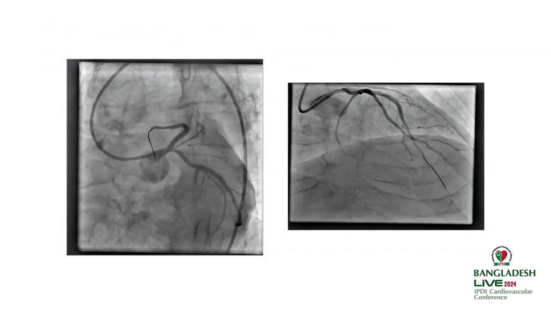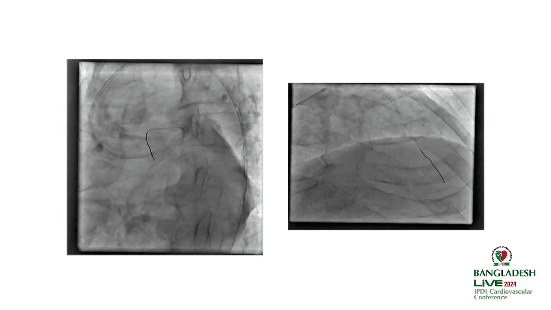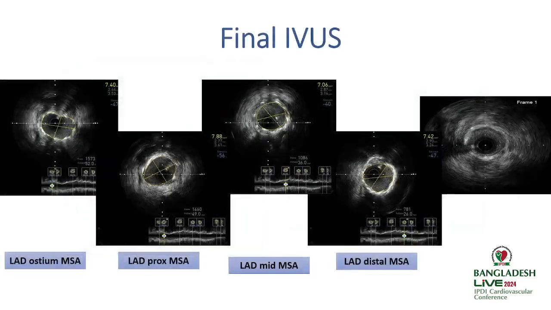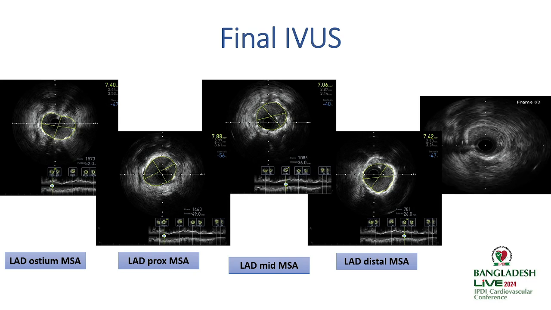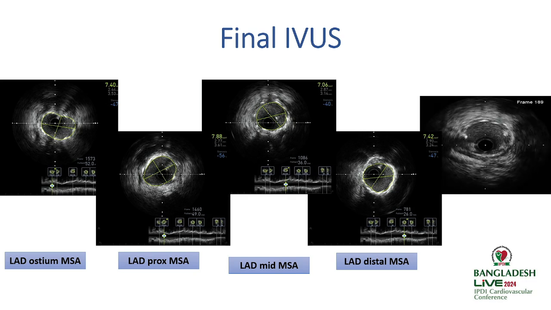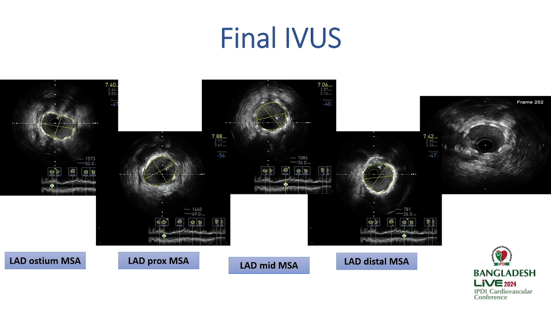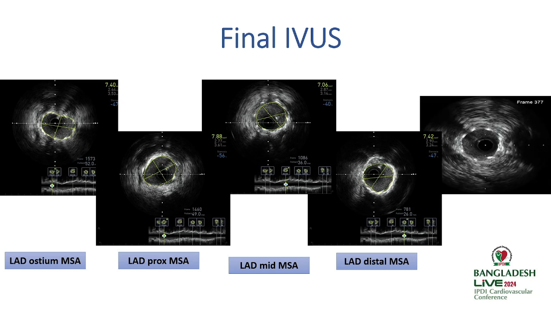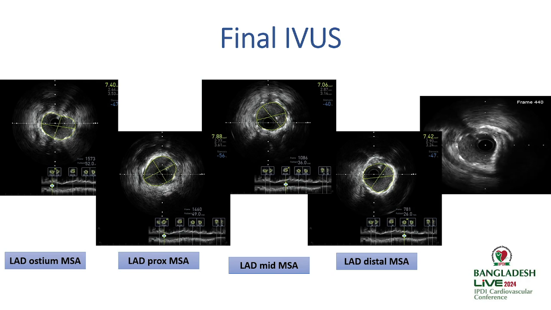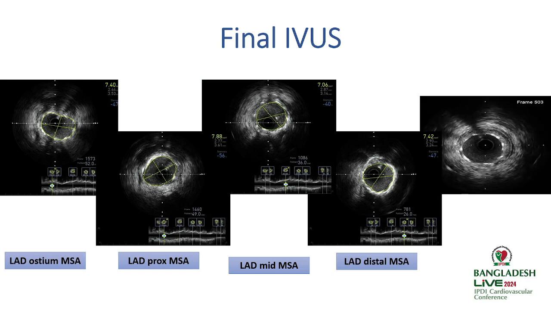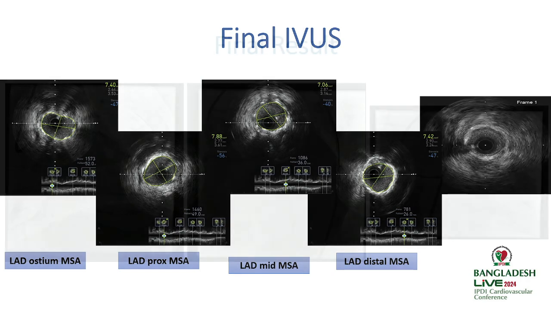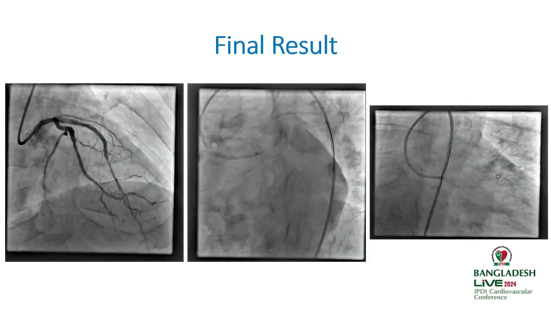This is after the post dilatation. The result was good, and finally we did IVUS again and it showed that the MSA was 7.4 in the proximal LAD, and the mid and distal LAD also had satisfactory MSA. This is the final result.